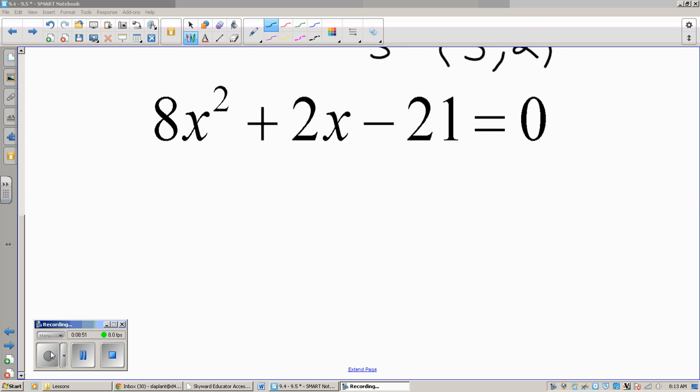So what am I multiplying to? Sarah? Negative 21 and 8, which is negative 168. So I'm multiplying to negative 168, and I'm adding to 2. So I know right now one is going to be positive and one is going to be negative. I also know these two factors are going to be relatively close to each other. So what two factors multiply to negative 168 and add to 2?